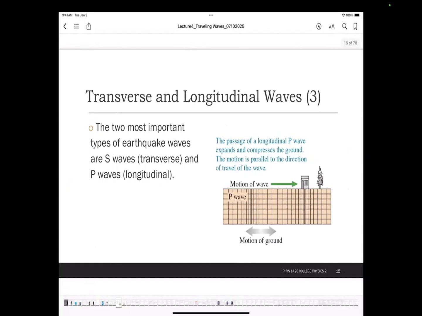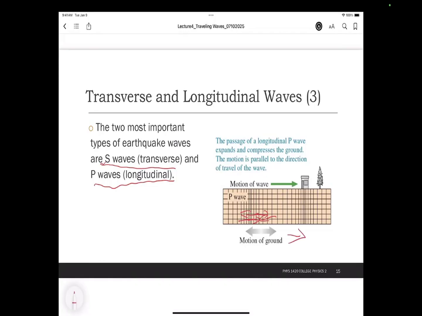Actually, the two most important types of earthquake waves are S waves and P waves. The S wave is a transverse wave, and the P wave is a longitudinal wave. You can see here the longitudinal wave. The passage of a longitudinal P wave expands and then compresses the ground. The motion is parallel to the direction of travel of the wave.